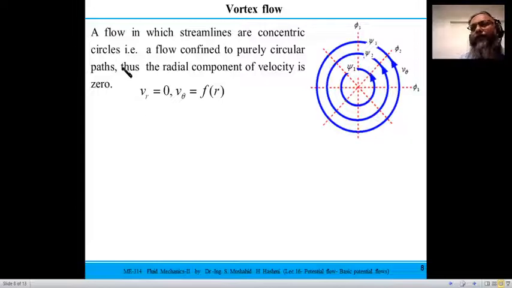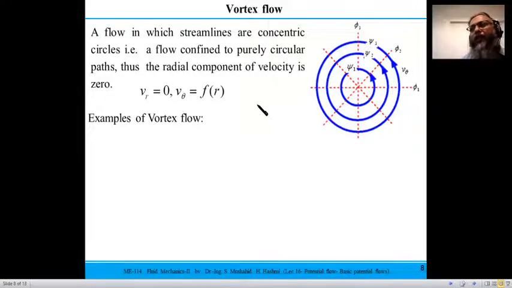Vortex flow is actually such a flow in which your streamlines are concentric circles. In radial flow, your streamlines are in the radial direction and your equipotential lines were concentric circles. Here you have the opposite situation: your streamlines are concentric circles, so the only acting component is in the tangential direction. The velocity in the radial direction is considered to be 0. Obviously the magnitude of the tangential component would be some function of r, and that is something we will be able to work out.